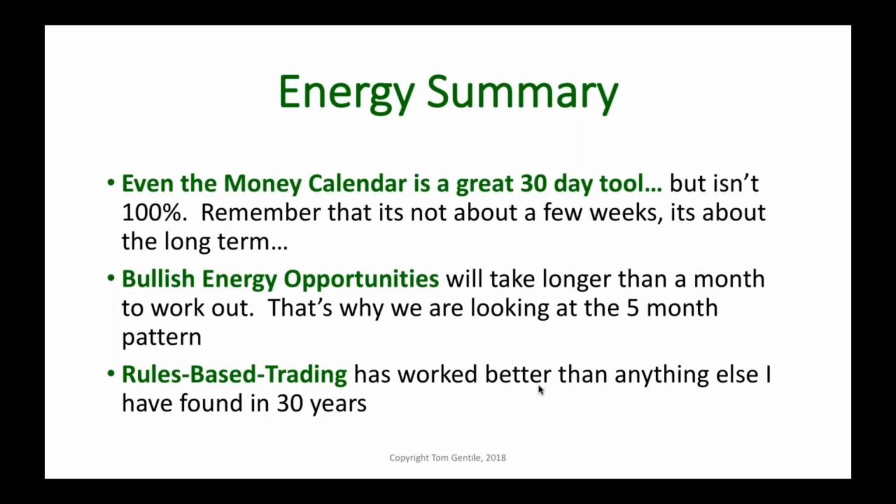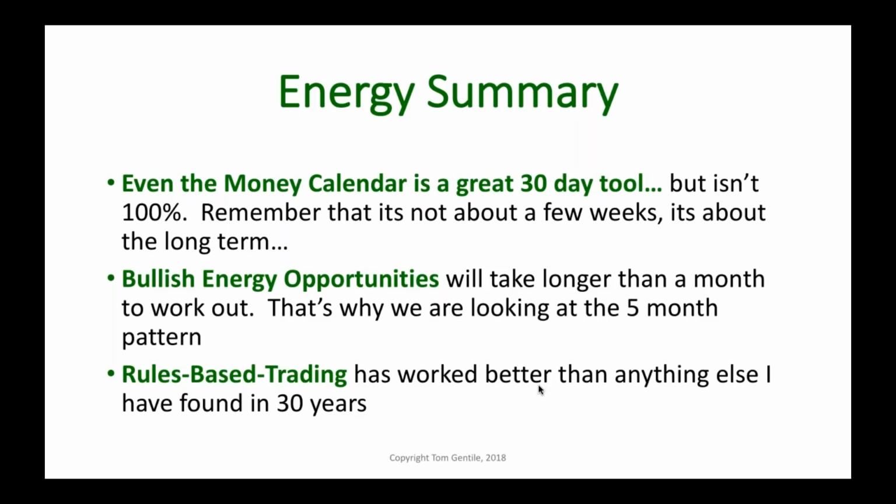So that's one thing I want to mention. But here's the big thing. This particular pattern is not about a few weeks. It's about 5 months. That's the pattern. So it's longer term. Bullish energy opportunities will take longer than a month to work out. That's why we're looking at a 5-month pattern, and that's why we're looking at options that expire in more than 5 months.